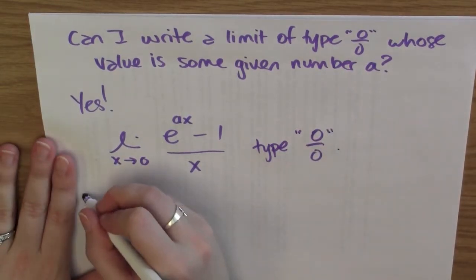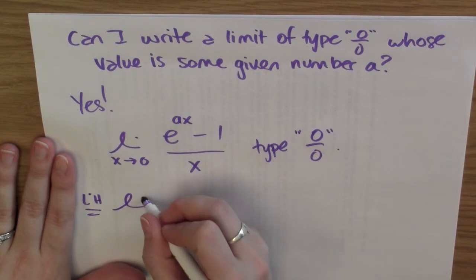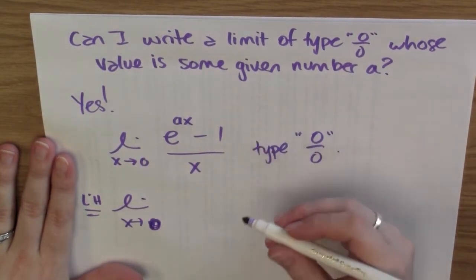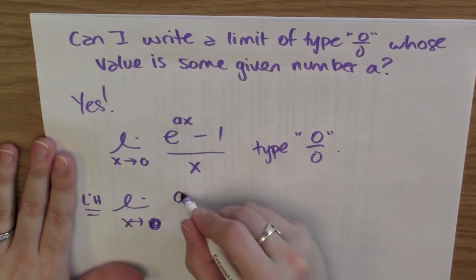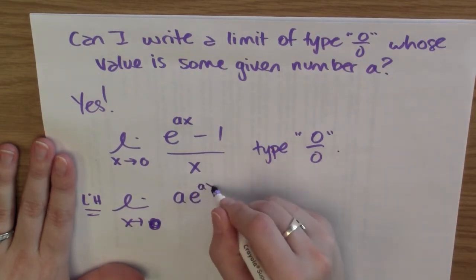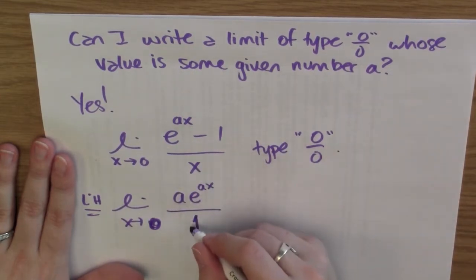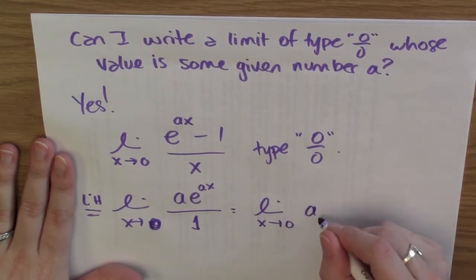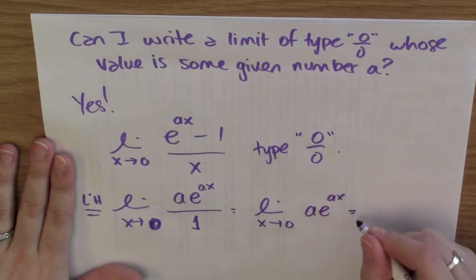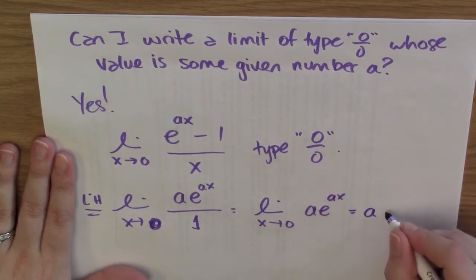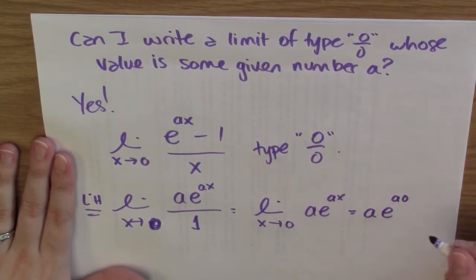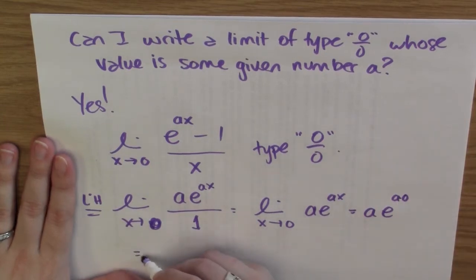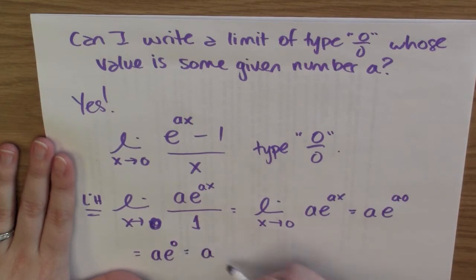So I can use L'Hopital's rule, and I get the limit as x approaches 0, taking the derivative in the top, the derivative of e to the ax, using the chain rule, a e to the ax, derivative of 1 is 0, and the derivative of x is 1. So this is the limit as x approaches 0 of just a e to the ax. E to the ax is continuous, so this is a times e to the a 0.